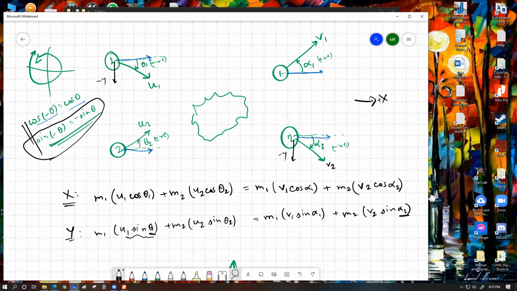Exactly. Or in other words, we can say that the angle should always be measured starting from the positive x-axis. If you remember that, I think it would be an easier version. The angle should always be measured from the positive x-axis.